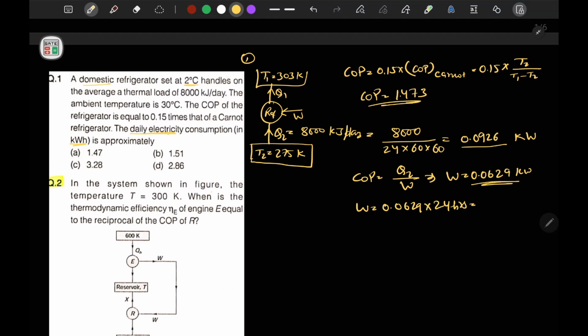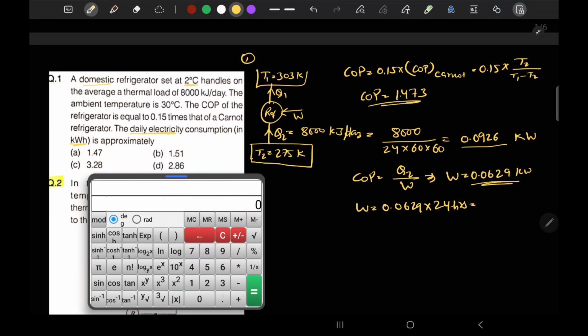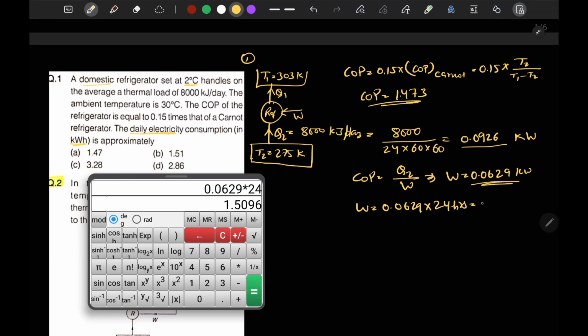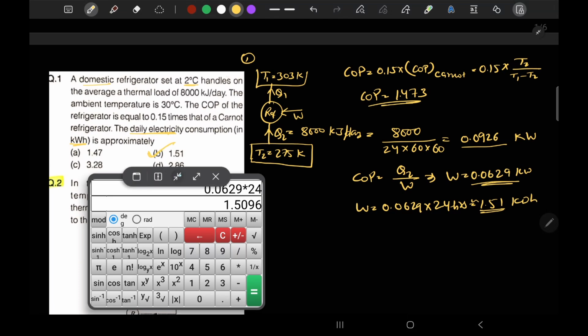So this term will be our energy in kilowatt hour. If we calculate 0.0629 into 24, we will get 1.51, nearly 1.51 kilowatt hour. So option B is correct here. Now we will be moving to the next question.